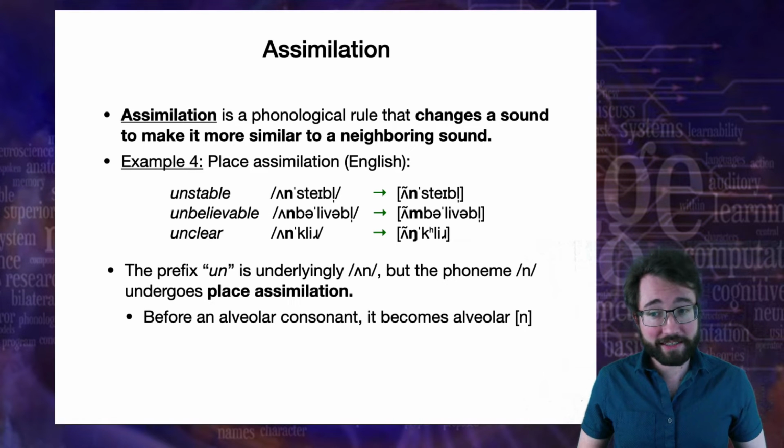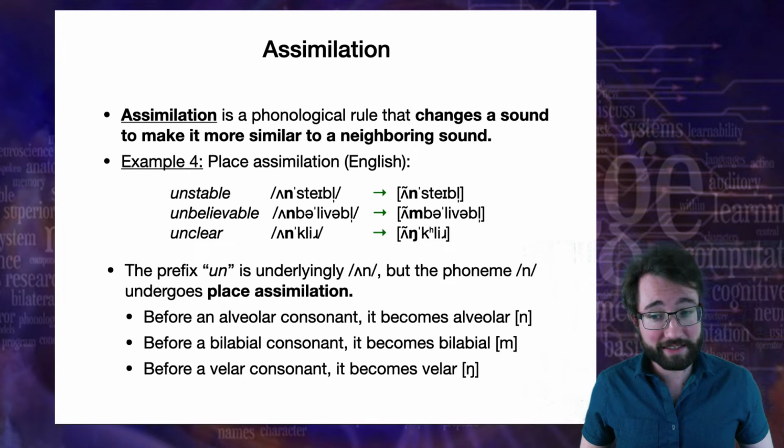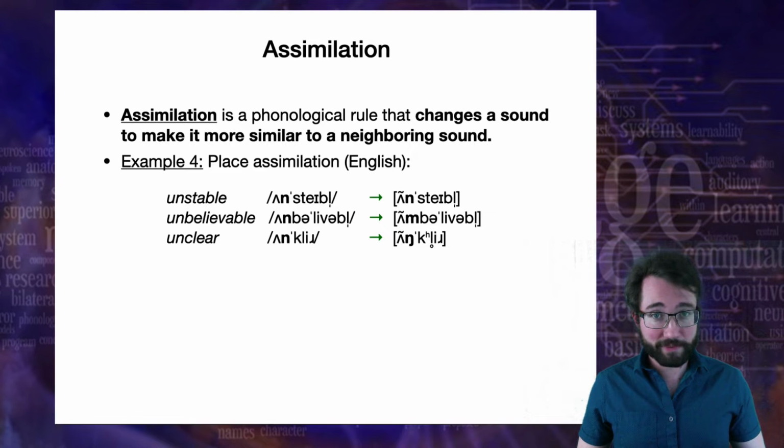Before an alveolar consonant, it becomes alveolar n. Before a bilabial consonant, it becomes bilabial m. Before a velar consonant, it becomes a velar eng. So this would be the phonemic analysis for these forms in English.